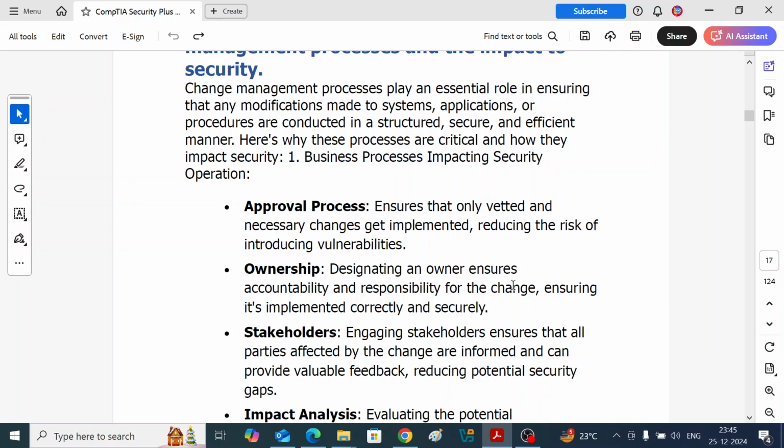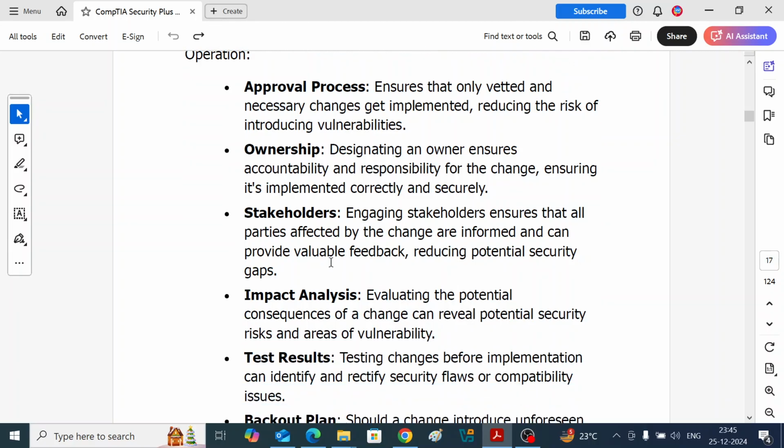Someone has to be an owner who takes the accountability and the responsibility of bringing that change efficiently, without something going wrong, or something not being followed that needs to be followed when you have a change management process taking place, right? Stakeholders. Engaging stakeholders ensures that all parties affected by the change are informed and can provide valuable feedback, reducing potential security gaps.